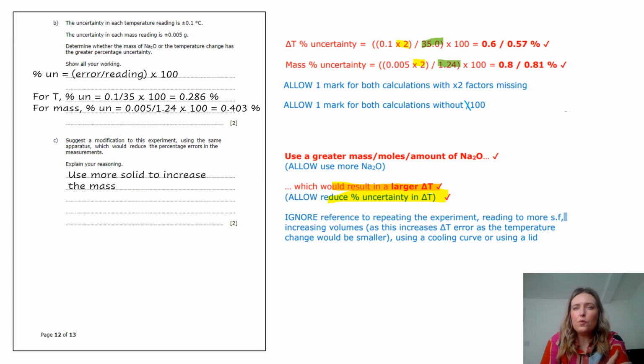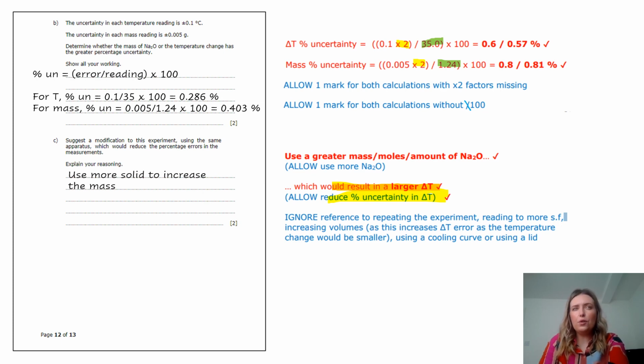It says it draws references to repeating the experiment. This doesn't change the percentage errors at all. It just gives us greater confidence that we haven't got an anomalous result. Reading to more significant figures is changing the equipment, so no, we can't have that. We also can't have increasing the volumes.